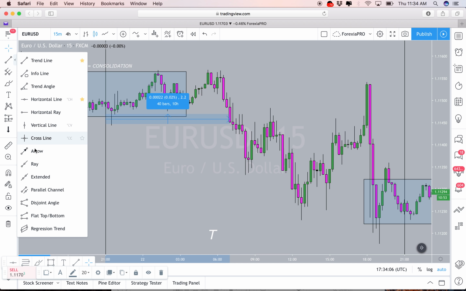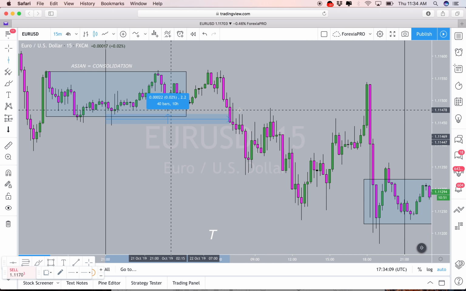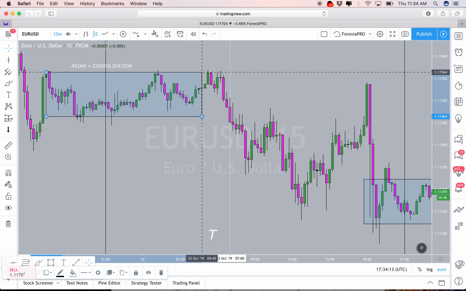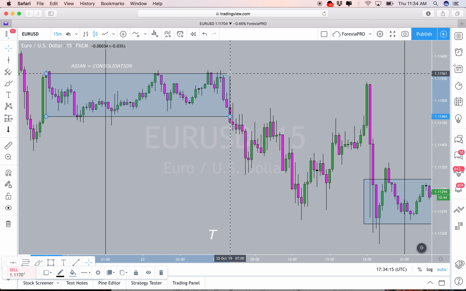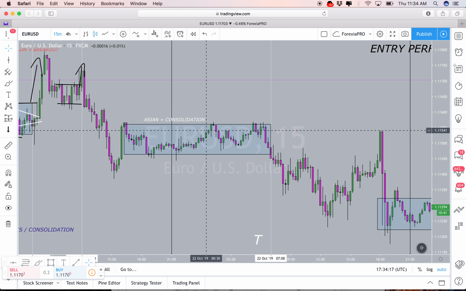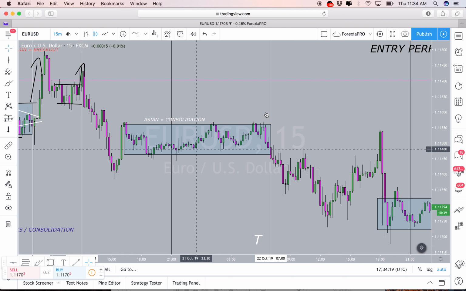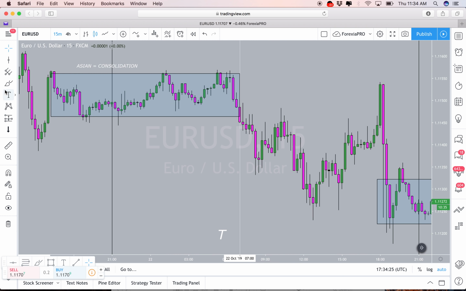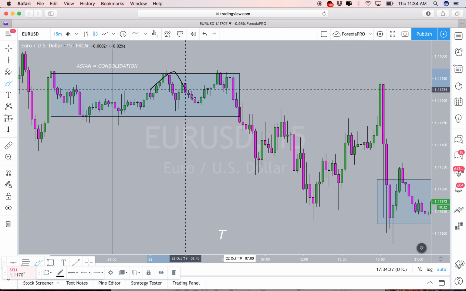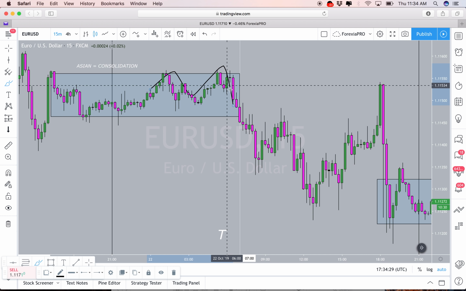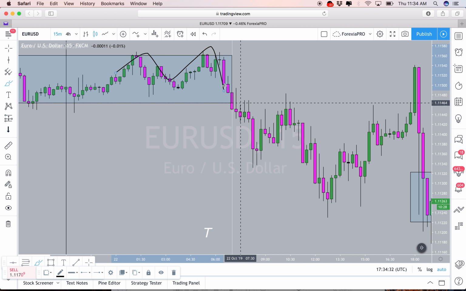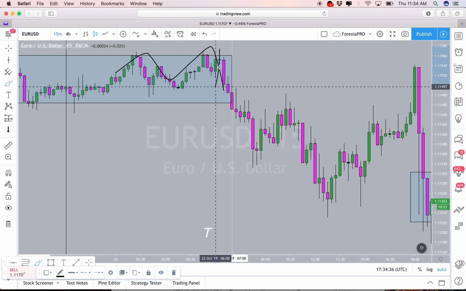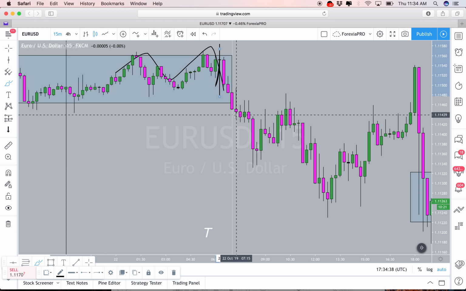Here would be 10 hours. This is London session open, right here. Now this isn't the best example because there wasn't as much of a breakout as we like. However, we do have the M formation off the high of the day, and the second leg of that M formation formed exactly an hour before London session open.